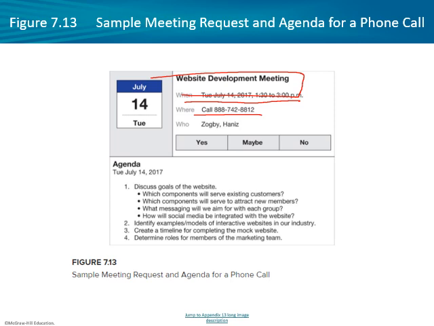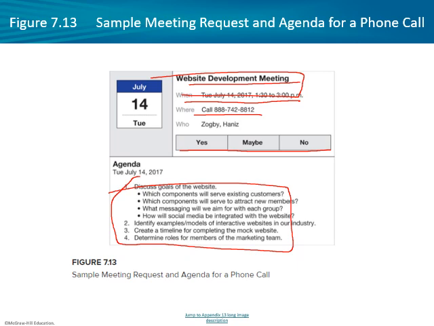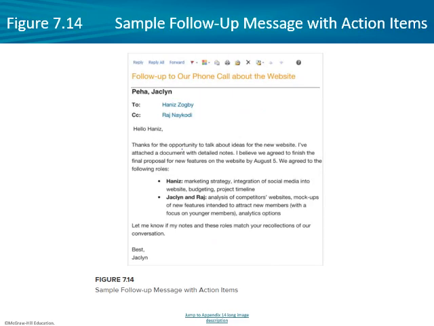So this is a request for an agenda for a phone call. So the topic of the phone call would be a website development meeting. And they just say yes, maybe, no. And then they got the goals, what you want to talk about, etc. So you probably wouldn't do this, obviously, every phone call, but if it's something that's really important and significant and you want to be very professional and official with it, you would do this.